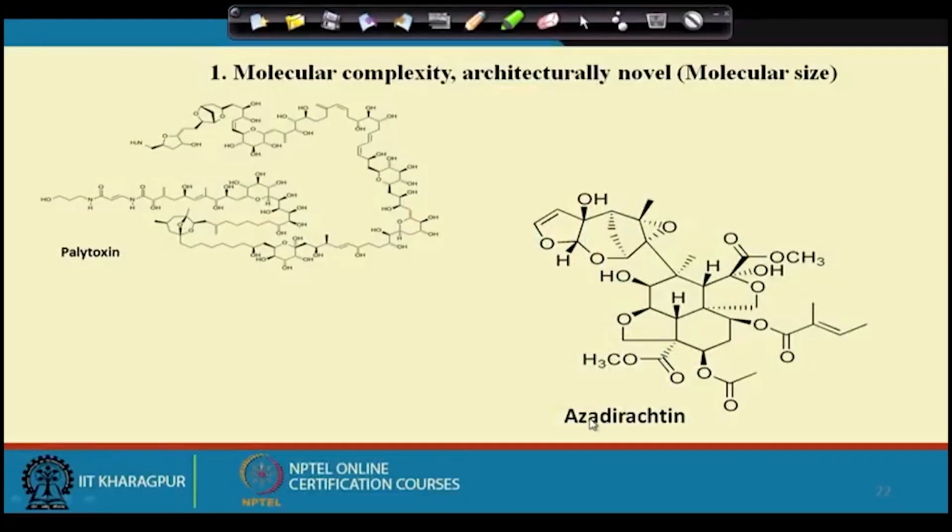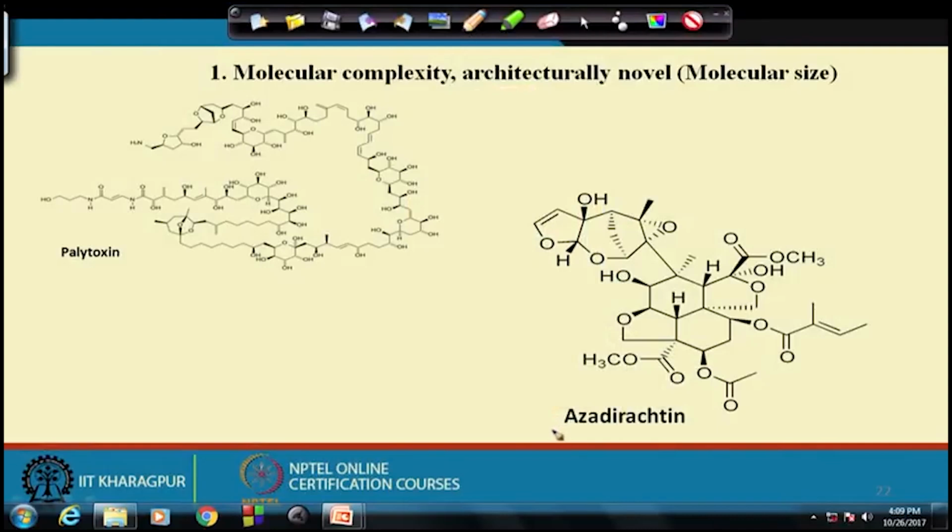You see how complex a molecule can be. But definitely do not worry, throughout our discussion we will talk about molecules which are not that complex. These molecules are really complex. We will talk about a very simple molecule which you can essentially do with your acquired knowledge. This particular molecule is very important, azadirachtin. This molecule has been isolated from our own Indian neem tree.